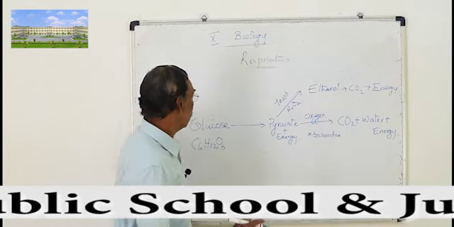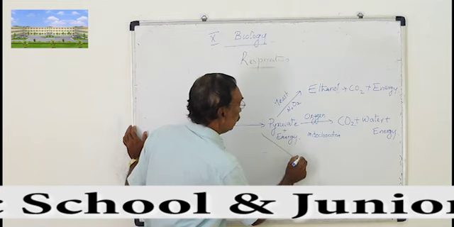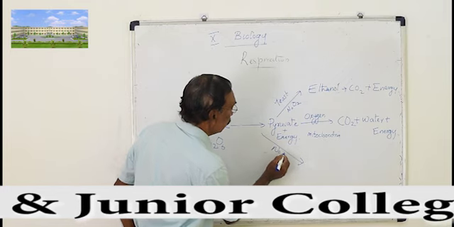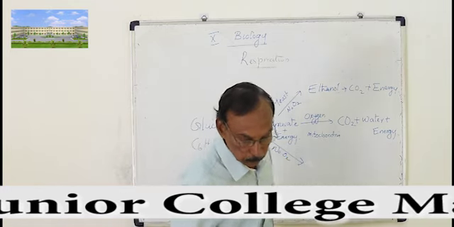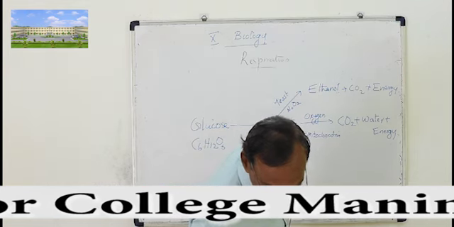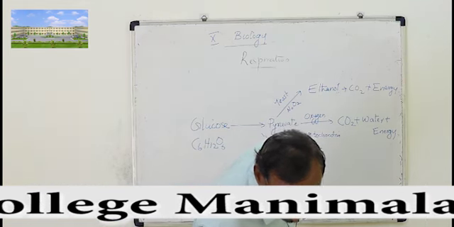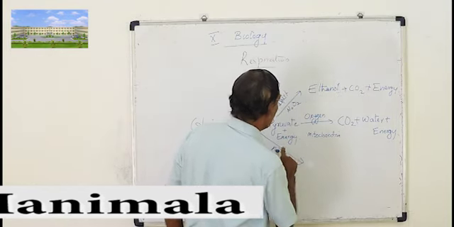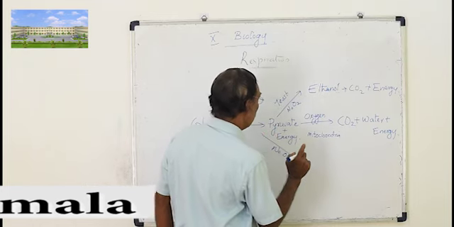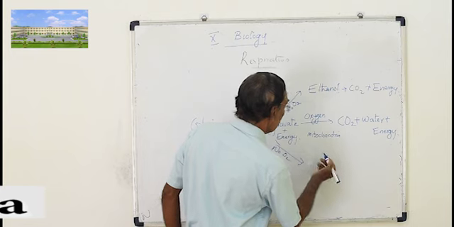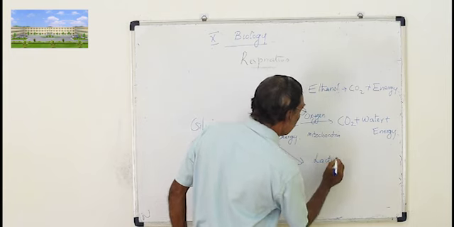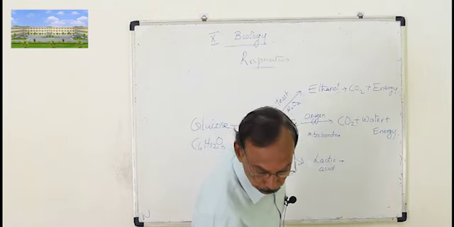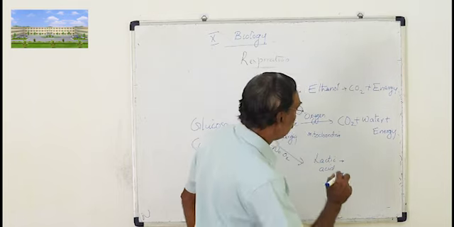And the third type takes place in our body without oxygen, no oxygen here also. And in this one, the pyruvate is not completely broken down. The product is lactic acid plus energy is also produced. Lactic acid and energy is produced.